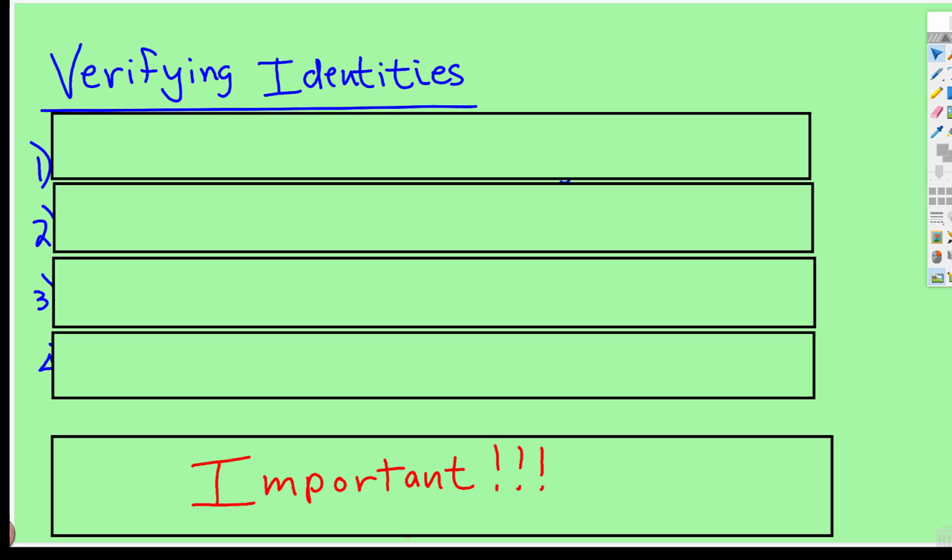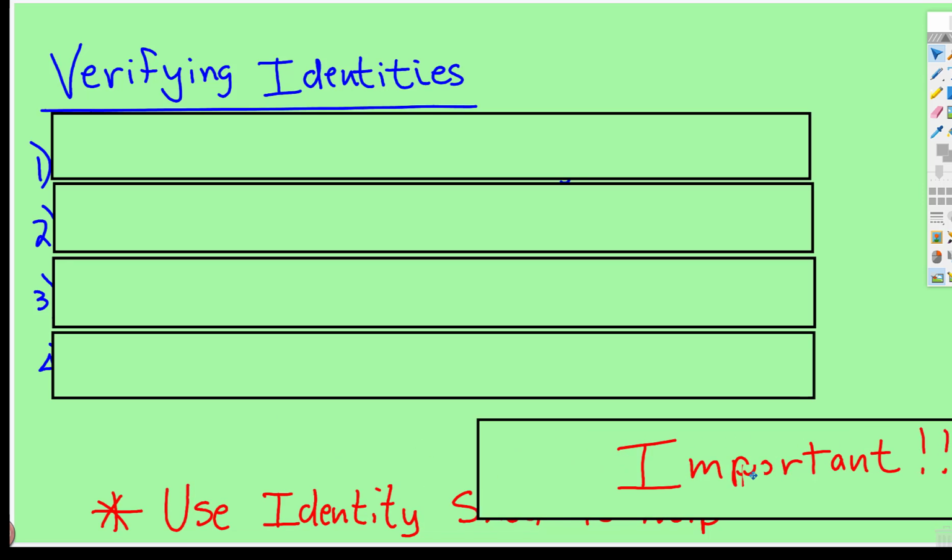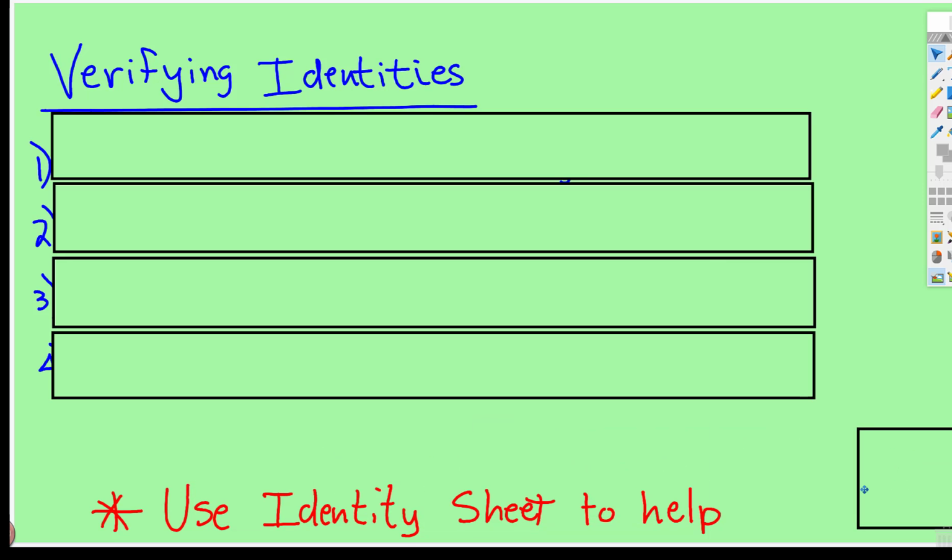Okay, now we're going to tackle verifying identities. I know this kind of messes with your brains, a lot of you. Here's the important piece. Use the identity sheet to help you. That should be right next to you as you're trying to solve these. And then here are some other tips.